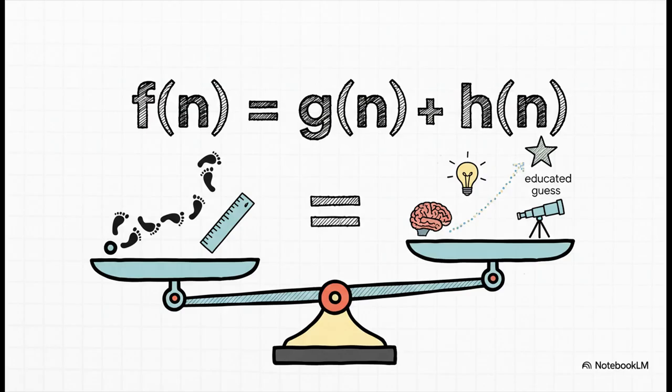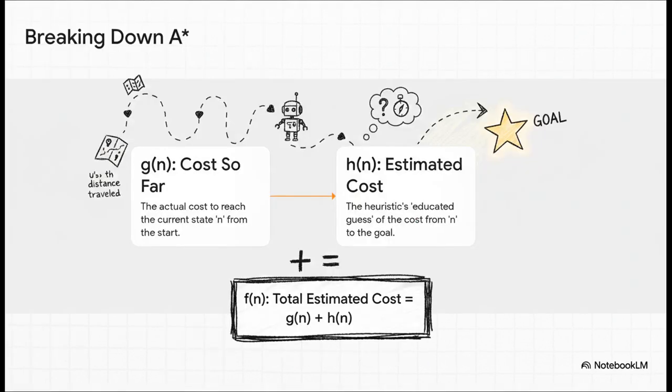It's all about finding the perfect balance between what it already knows for sure and its best guess about what's coming up. So let's break that down. g(n) is the cost so far. This part is a hard fact. It's the exact price we've paid, whether that's distance or time or number of moves, to get from the start to where we are right now at state n. Then we have h(n). That's our heuristic, our educated guess of the cost from where we are now all the way to the finish line. So f(n) is just the two added together, the known cost of the past plus the estimated cost of the future.